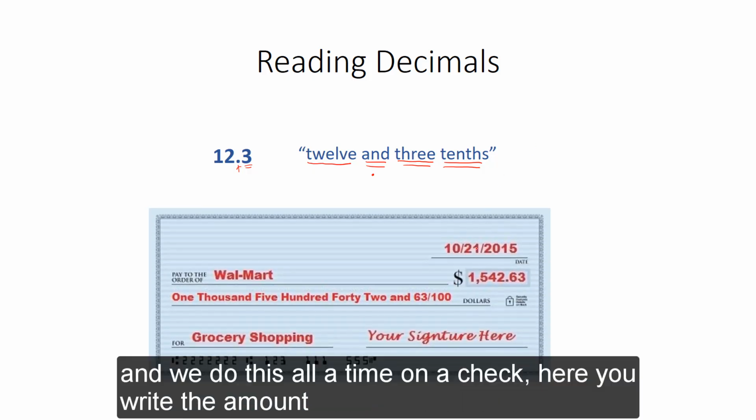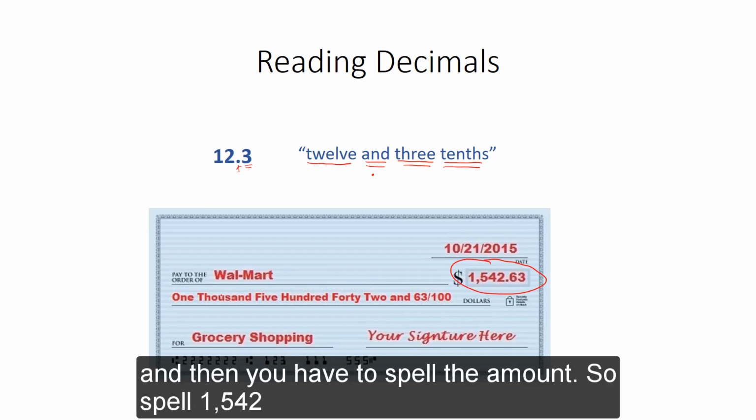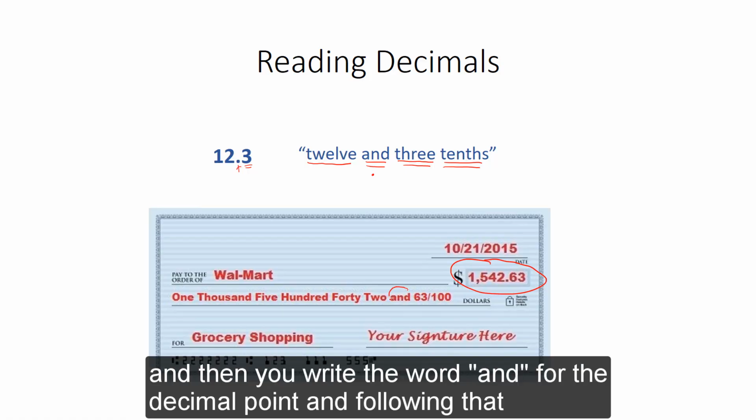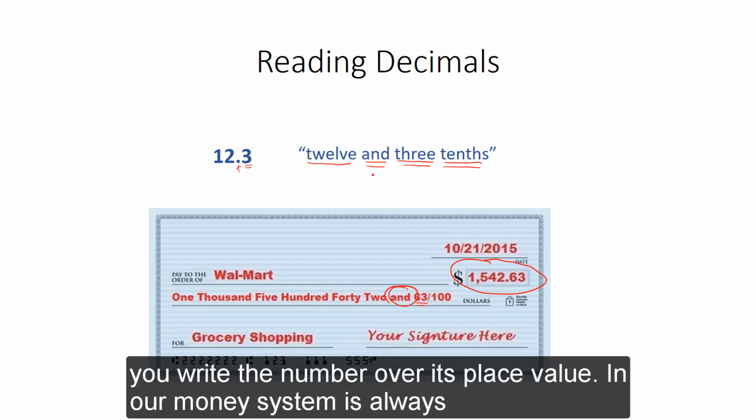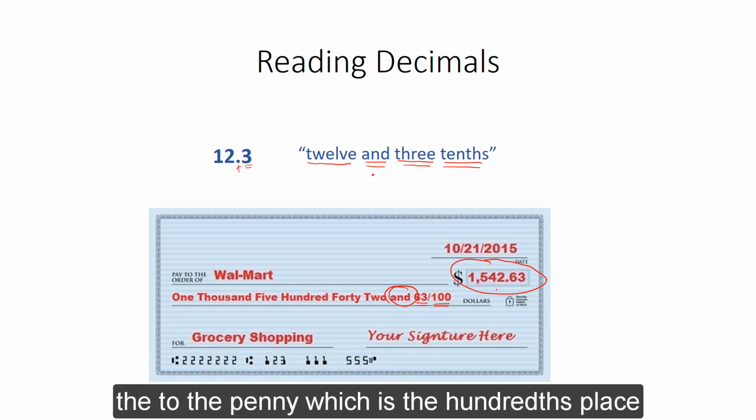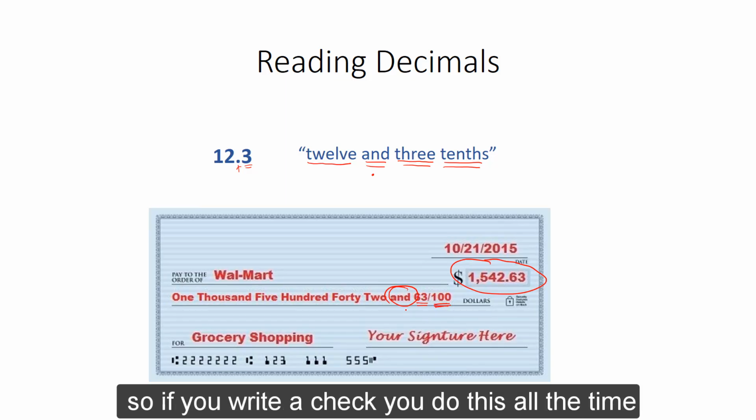And we do this all the time on a check. If you've written a check, you write the amount, and then you have to spell the amount, and so of course 1,542, and then on a check where the decimal point is, you write the word "and," and following that you write the number over its place value. In this case, our money system is always to the penny, which is the hundredths place, and so very common. If you write a check, you do this all the time.